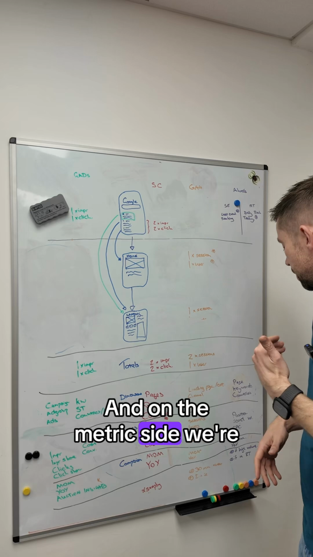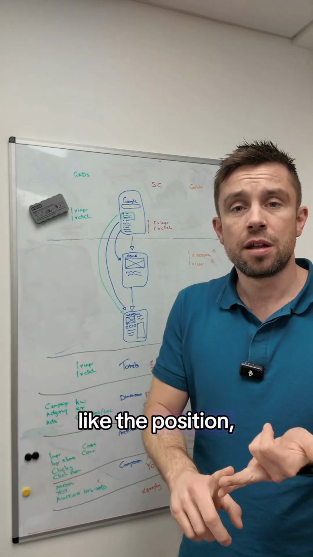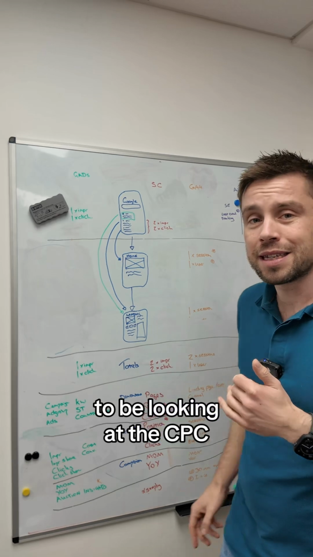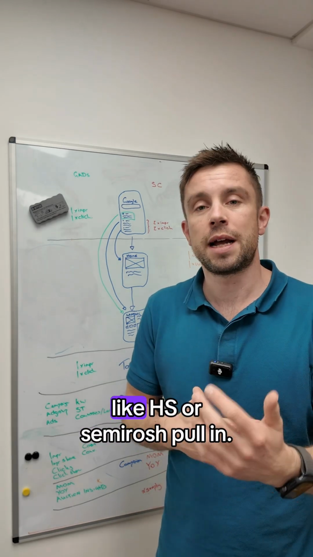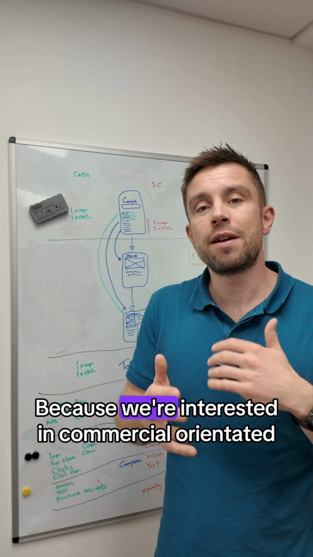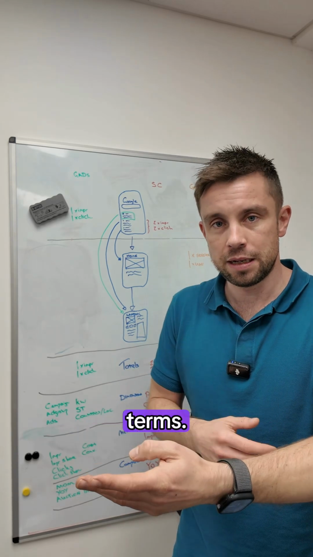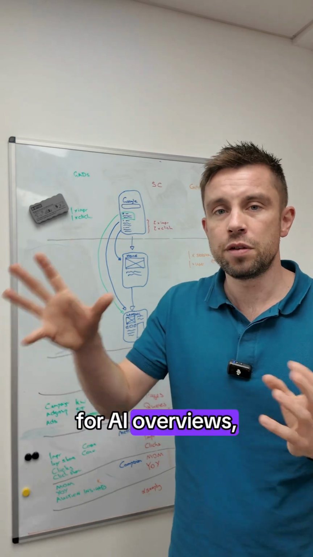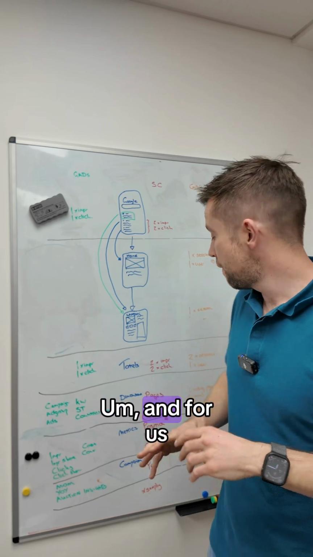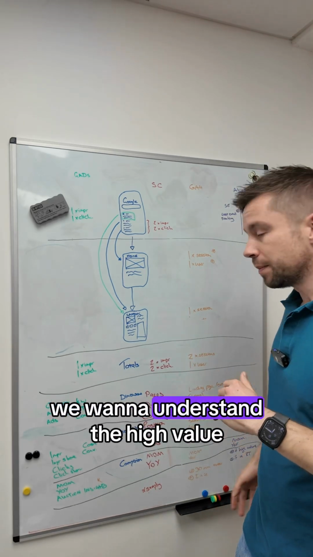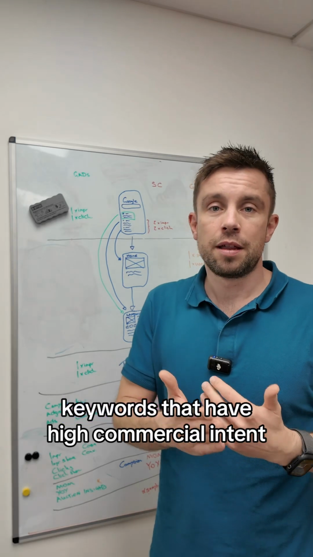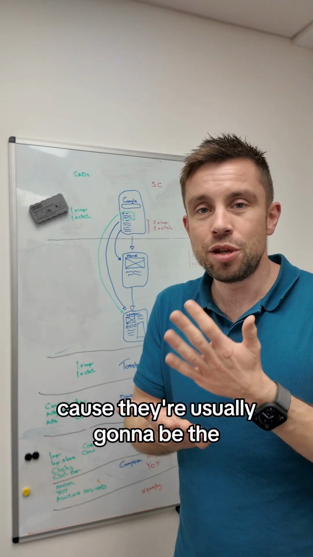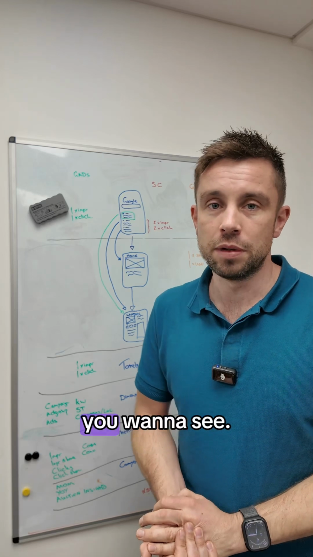And on the metric side, we're going to be looking at things like the position and the search volume. We're also going to be looking at the CPC data, the cost per click data that tools like Ahrefs or SEMrush pull in, because we're interested in commercially oriented terms. They typically tend to be the terms that don't show as many AI overviews, although that's changing a bit. And for us, we want to understand the high value keywords that have high commercial intent, because they're usually going to be the ones that drive the quality leads you want to see.